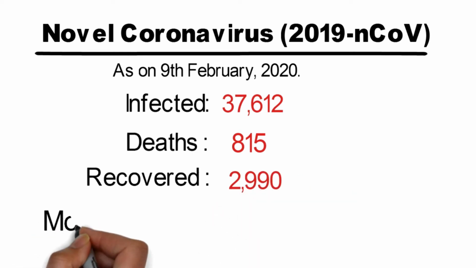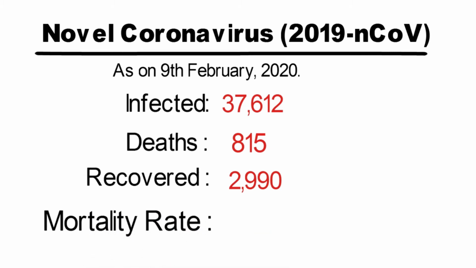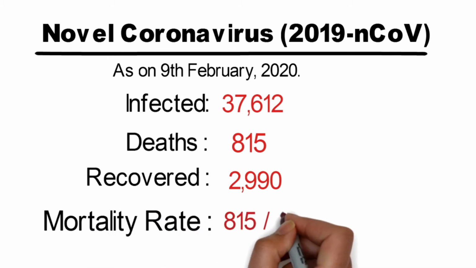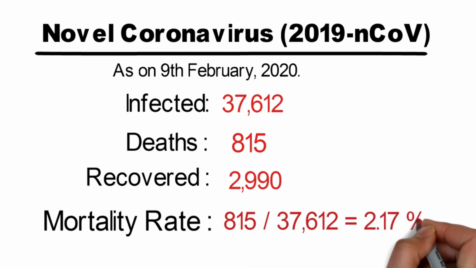Hence we can easily find the mortality rate as on 9 February. If we get the percentage of deaths over infected people, we can easily identify the mortality rate, that is 2.17%. That means 3 infected people die from 2019 novel coronavirus out of 100 infected people.